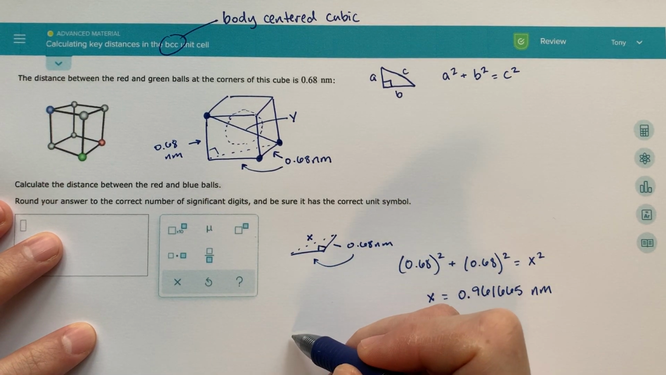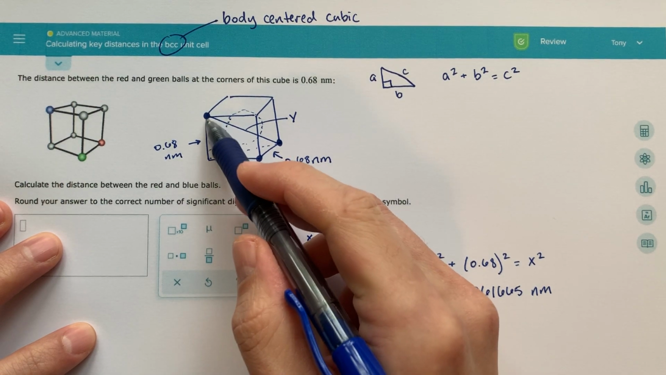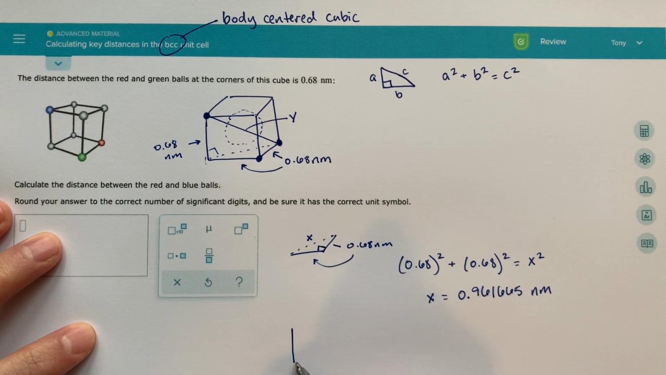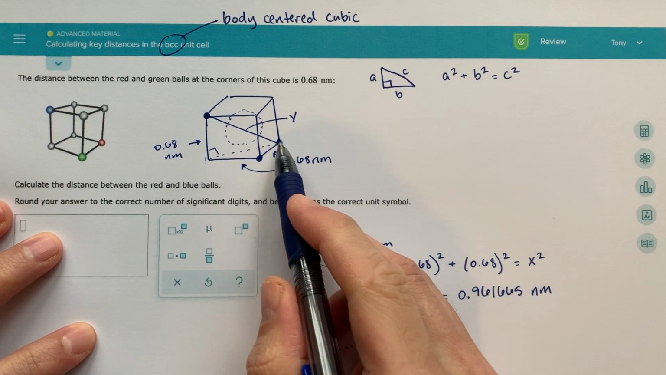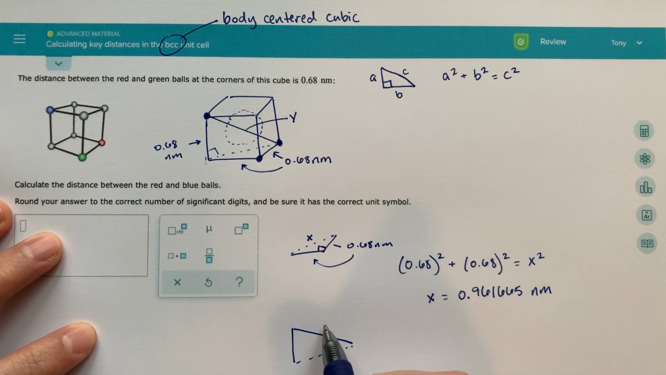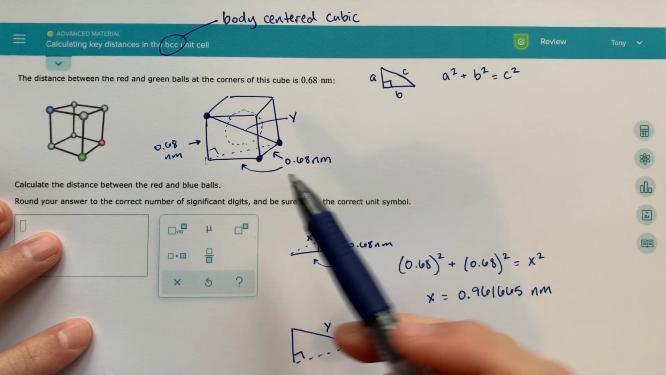So I'm going to redraw that. This is this first edge length here. Then we've got our dotted line going back to there. And then that's connected with y. And then this is a right triangle. So keep in mind, I know it doesn't look like a right triangle, but this is a right triangle because we're sort of working in 3 dimensions.